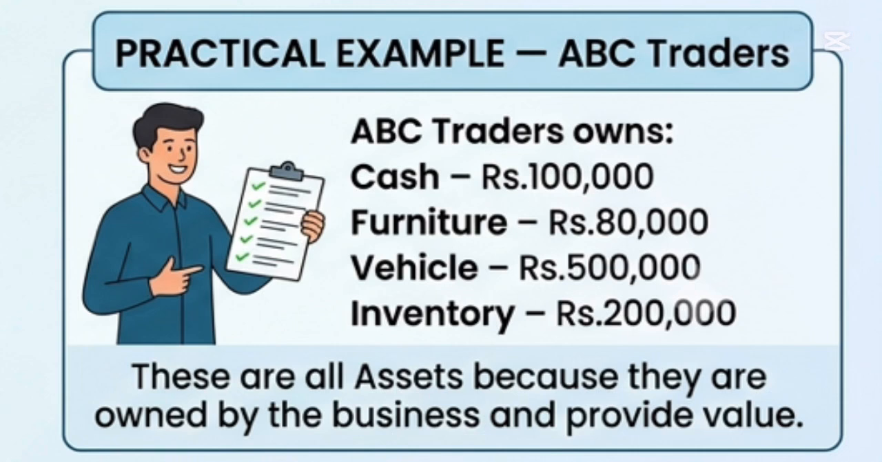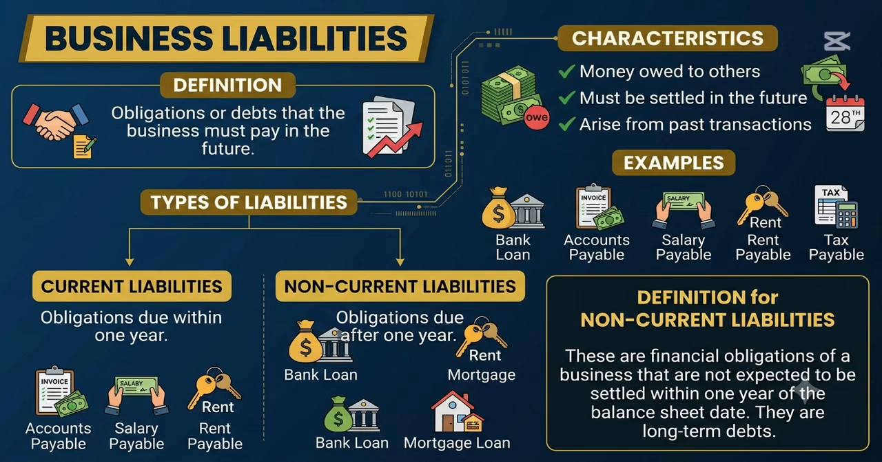Now let's move to the second type of account: liabilities. Liabilities are obligations or debts that the business must pay in the future. In simple English, liabilities are money that the business owes to others. For example, if a business borrows money from a bank, it has to repay that loan in the future.